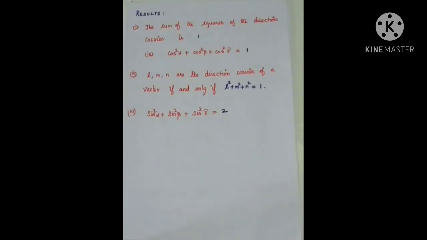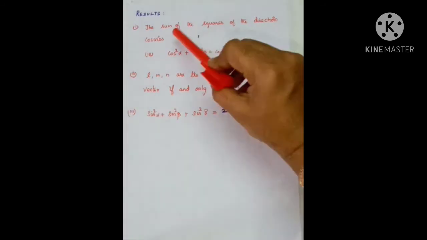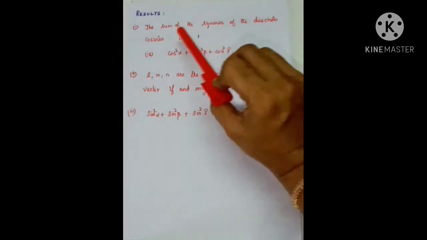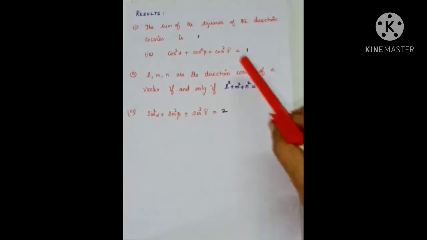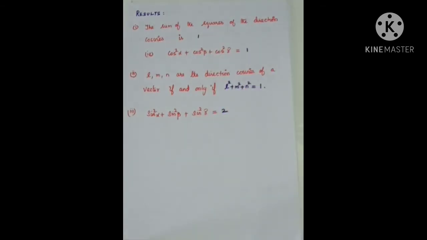So regarding direction cosines, you are having the results. The sum of the squares of the direction cosines is 1. So direction cosines are what? Cos alpha, cos beta, cos gamma. If you square it, cos squared alpha, cos squared beta, cos squared gamma. If you add all the squares of the direction cosines, cos squared alpha plus cos squared beta plus cos squared gamma is equal to 1. This is the very important result.